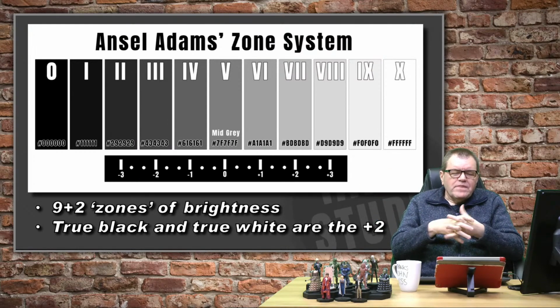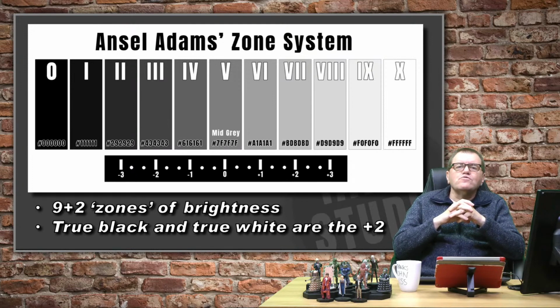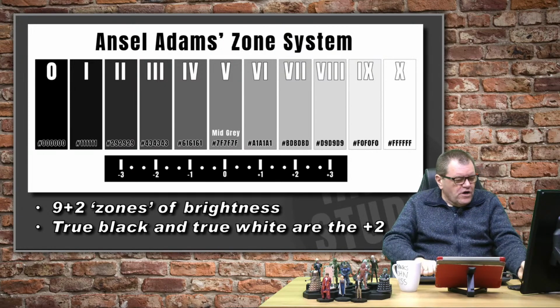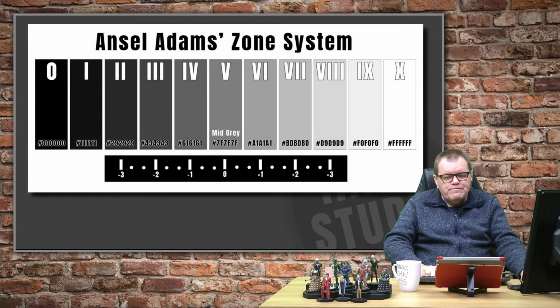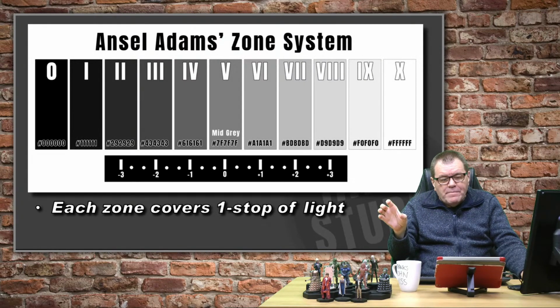Rather bizarrely, he tended to name the zones in Roman numerals, which is a bit of a problem because Roman numerals do not have any notation for 0. So we have an Arabic notation of 0 followed by 9 Roman notations on there. And each one of those zones covers one stop. And zone 5 is mid-grey.